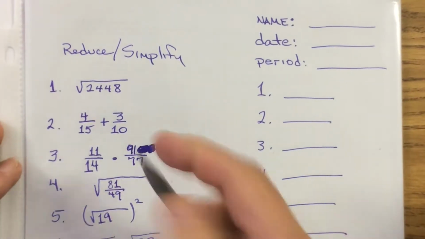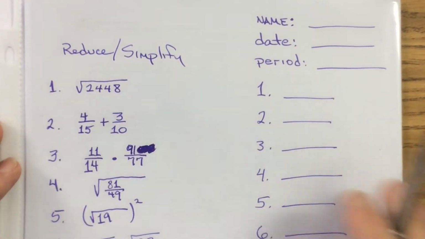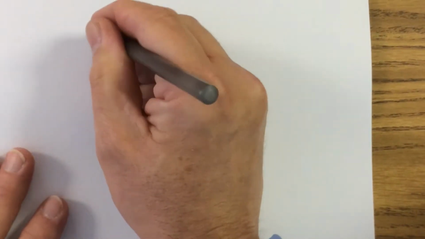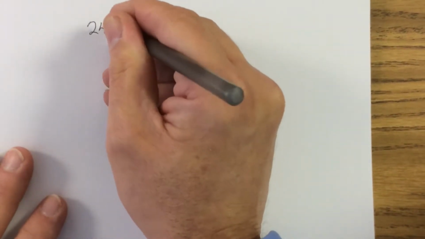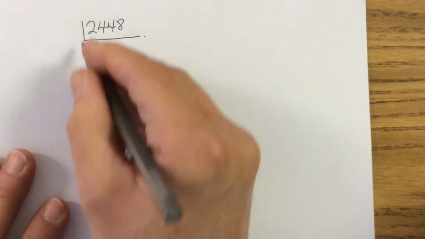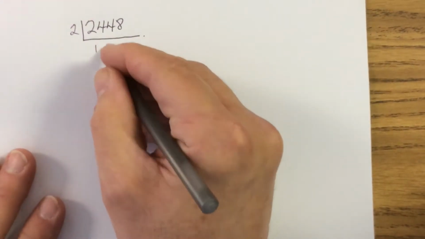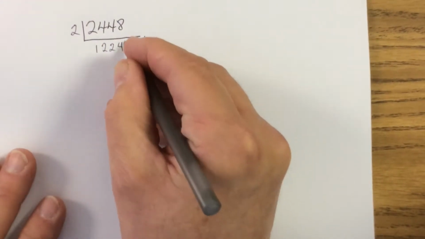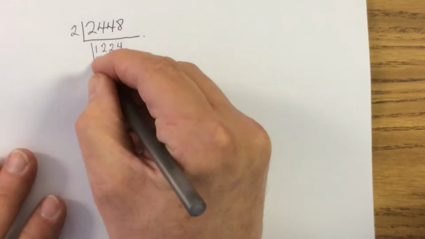Most of these problems, if not all of these problems, require factoring. I want you to take a look first at number 2448. That's the number you've got to find the square root of. In order to factor it, the last number's an 8, that means it's divisible by 2. The last number's a 4, that means it's divisible by 2 again.